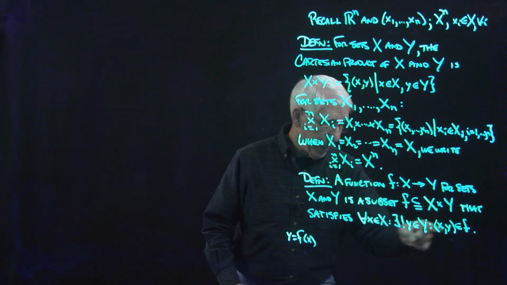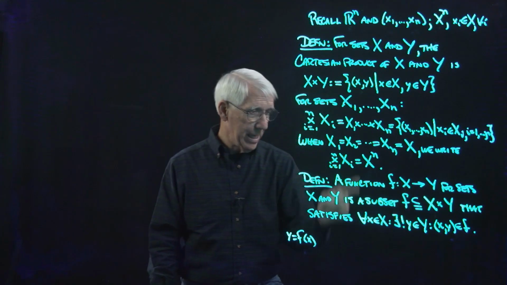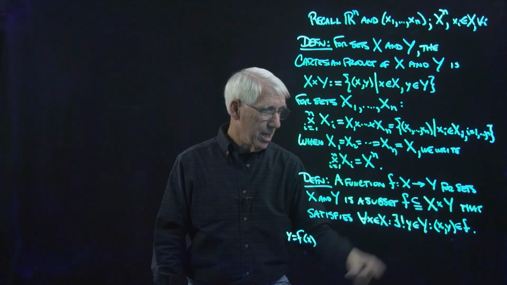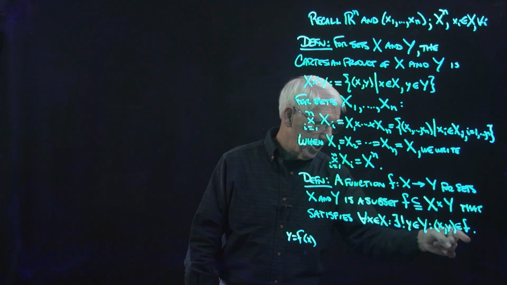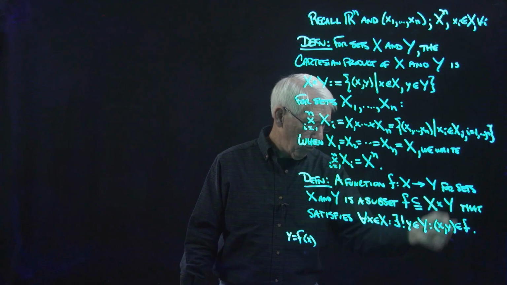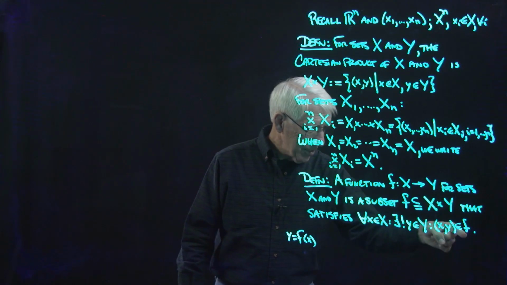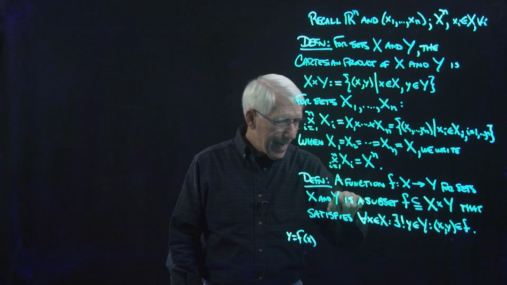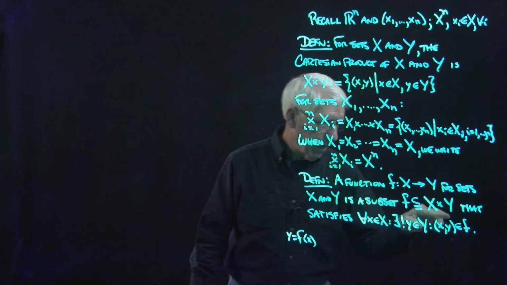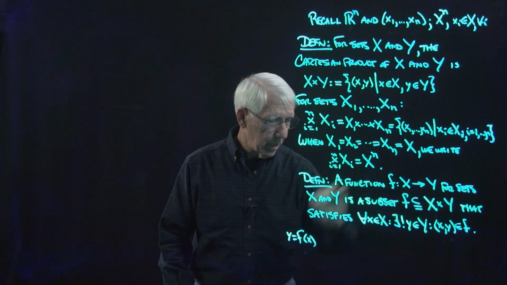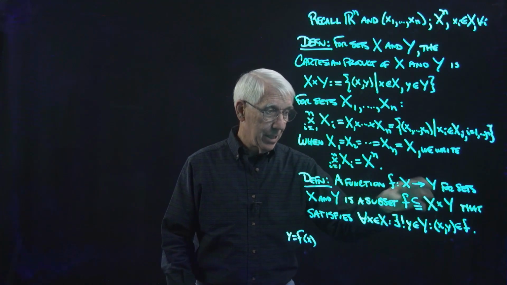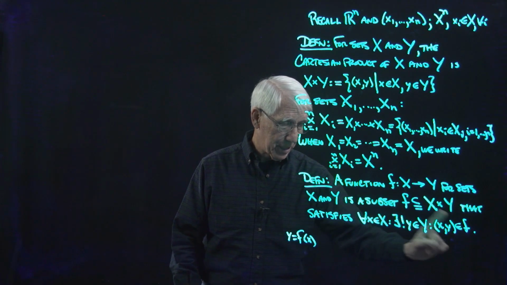And I wrote it this way because, of course, in this definition, f is a subset of x cross y. So f is a set, f is a subset. So it has elements, and the elements of f will be ordered pairs with an x and a y. And so writing it this way squares exactly with the idea that the function is a subset of the Cartesian product of x and y, and it is a subset that satisfies this condition.